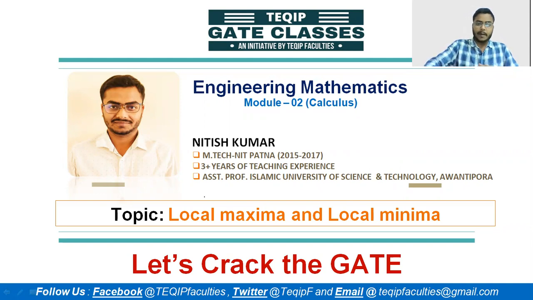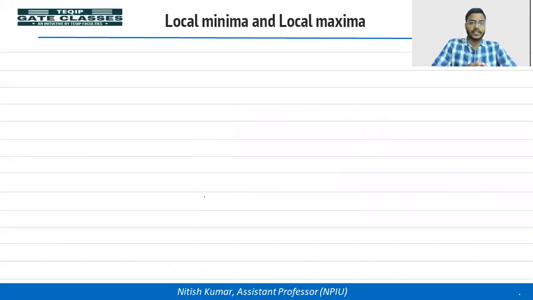So in the previous lecture, I have discussed the monotonicity of a function. When a function is either increasing or decreasing in its domain, we call it a monotonic function. Or when a function is increasing as well as decreasing in its domain, we call it a non-monotonic function.